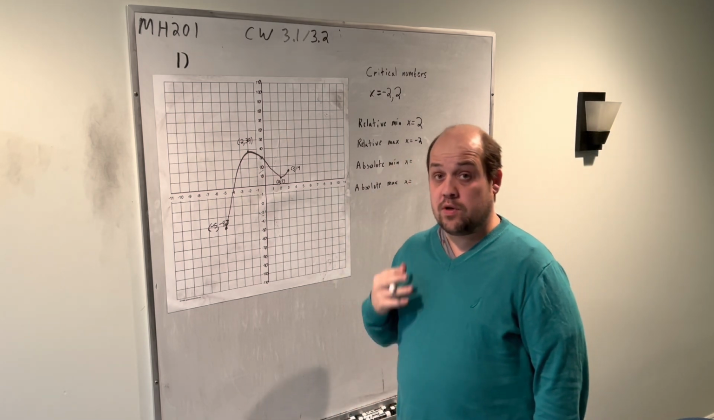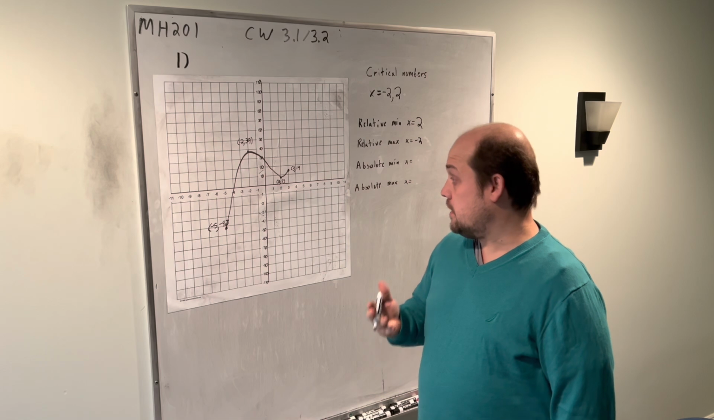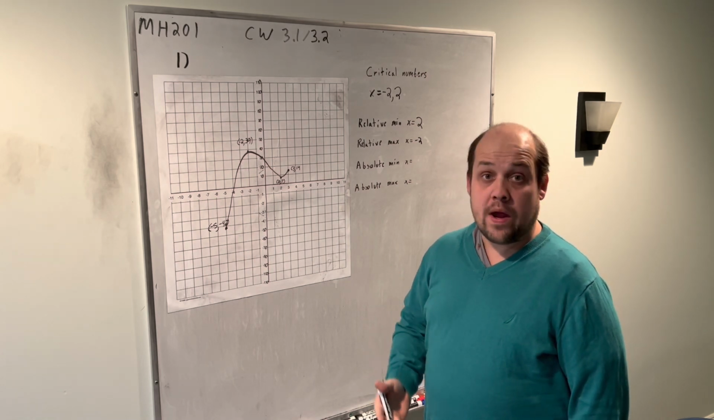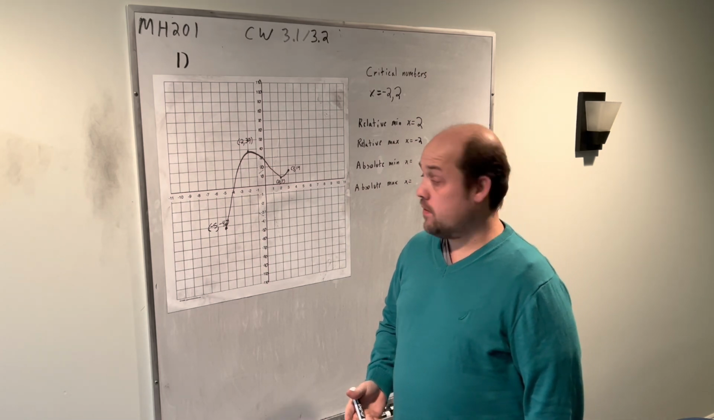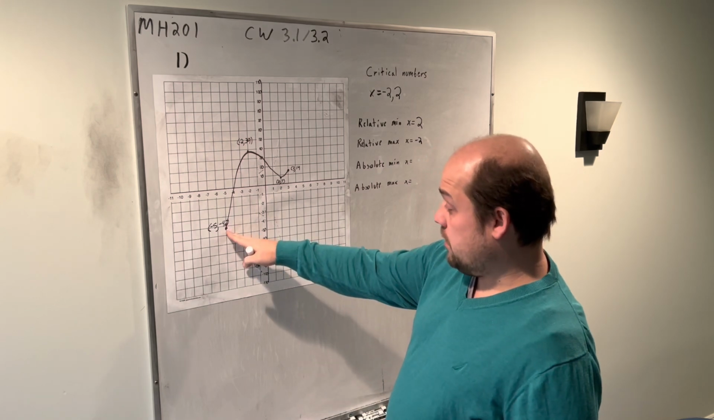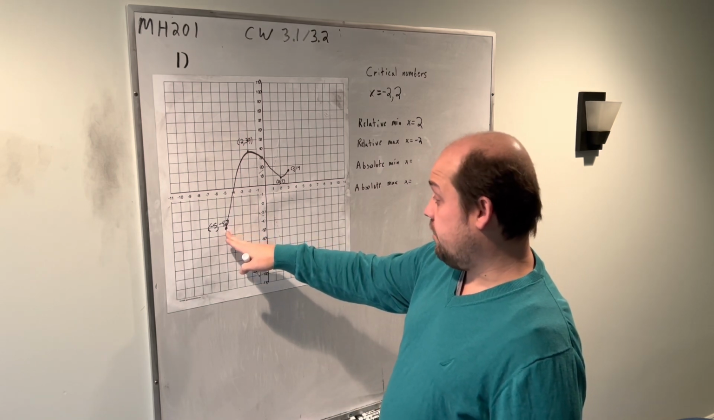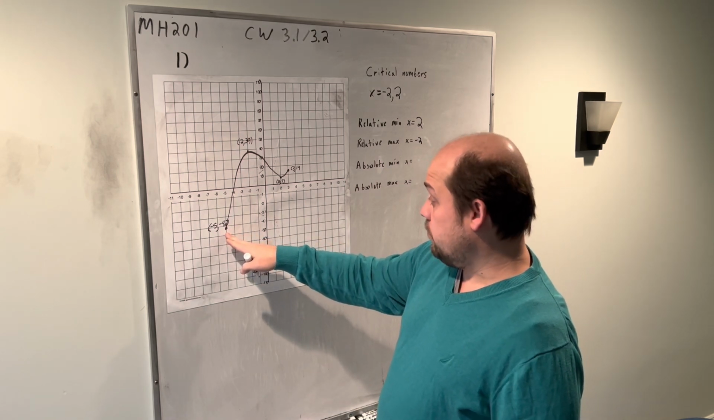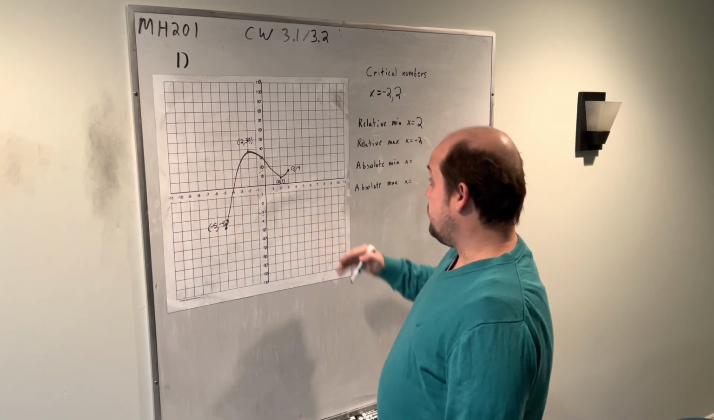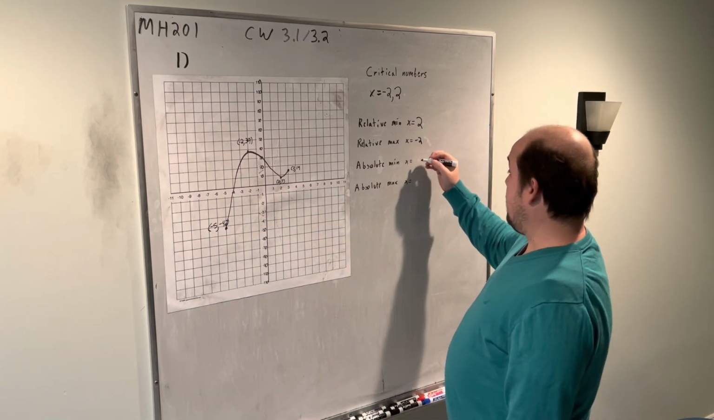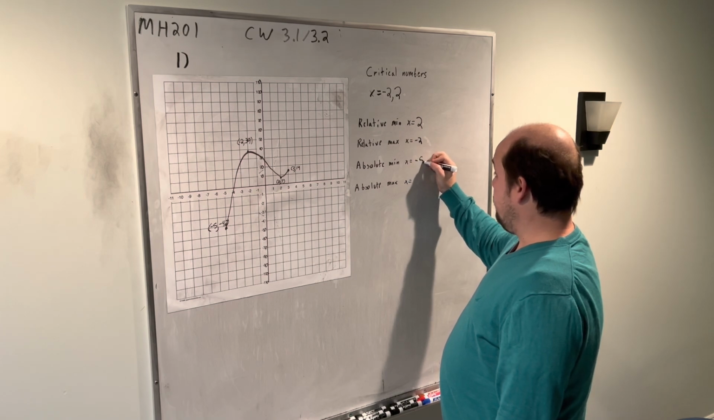Absolute min and max is really where is the lowest point on the graph, where is the highest point on the graph. So the lowest point on the graph is here at -5, -42. That's the absolute min of the graph. It's the smallest value that I see. So the absolute min is x equals -5.